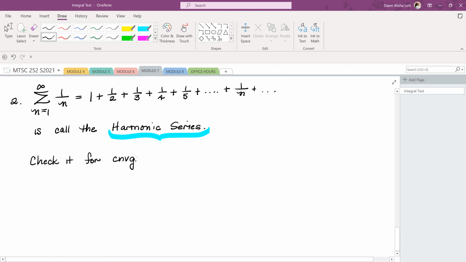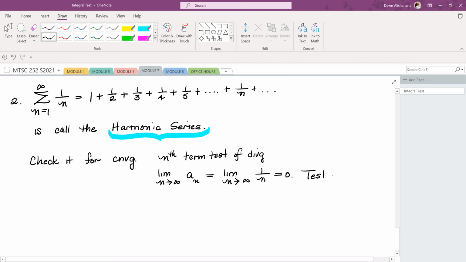Well, if I use the nth term test of divergence, that would be the limit as n approaches infinity of a_n, but that's just the limit as n approaches infinity of 1 over n, and that's 0. So therefore, the test is inconclusive. So that didn't help me.